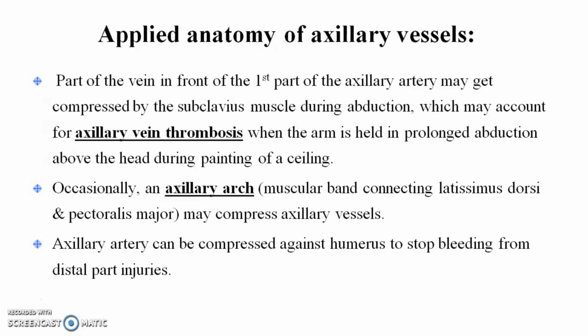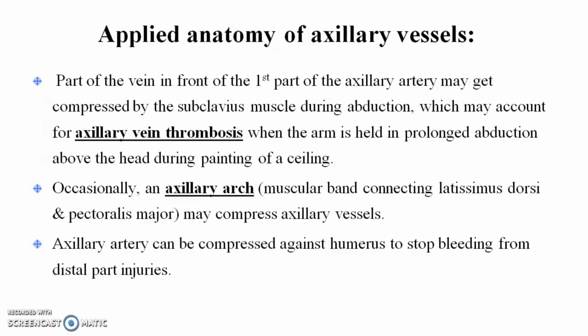Then we have another condition called axillary arch. The arch is a muscular band connecting two muscles, latissimus dorsi and pectoralis major. This arch, if present, may compress axillary vessels. Axillary artery can be compressed against the humerus to stop bleeding from distal part injuries. So this is the condition which will happen with the presence of an axillary arch. So these are the conditions happening in axillary vessels.